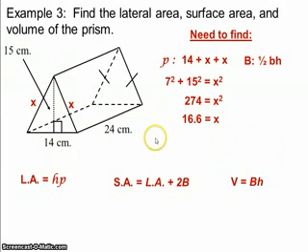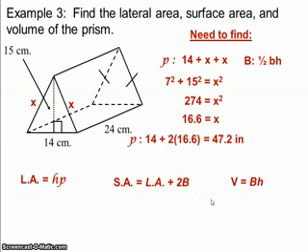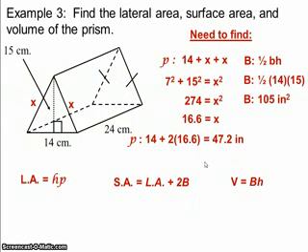Now, we plug that plus this, or 2 times 16.6 plus 14, that should give us our perimeter. And our perimeter is 47.2 inches. Next, we need to find the area of this triangular base. It's half the base times the height. Base here is 14, and the height is 15. So we just plug that in, and our answer is 105.